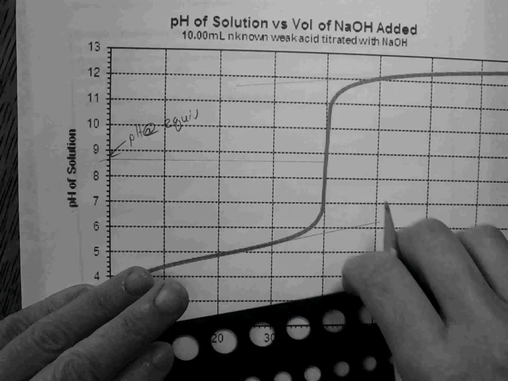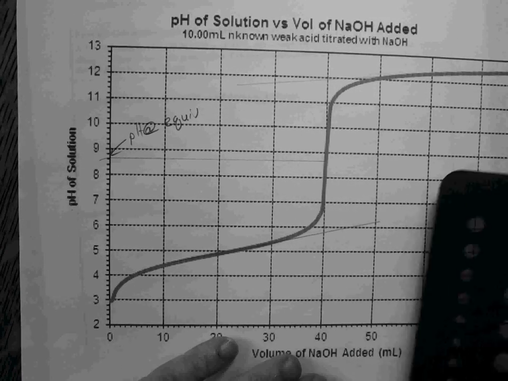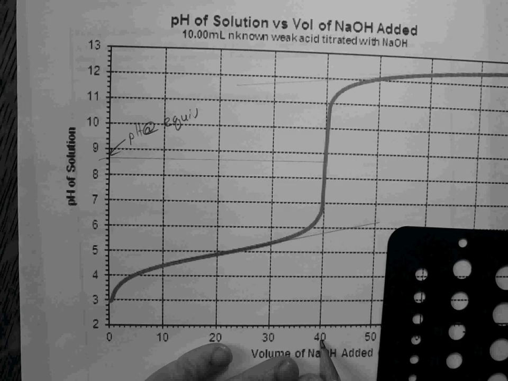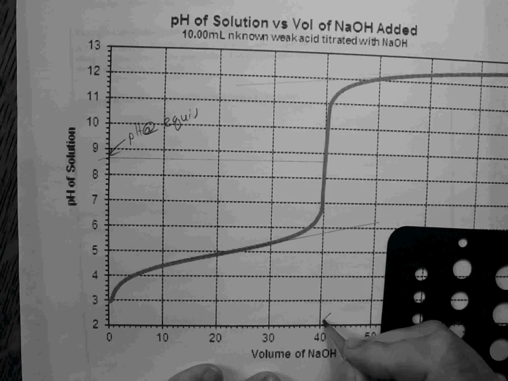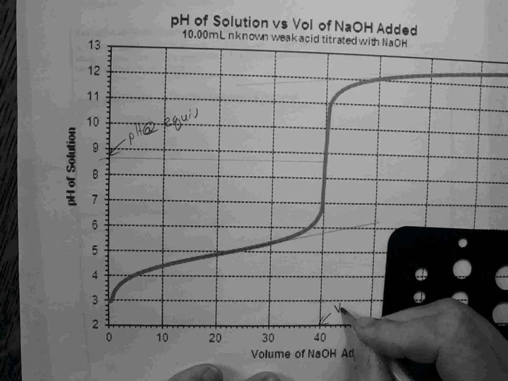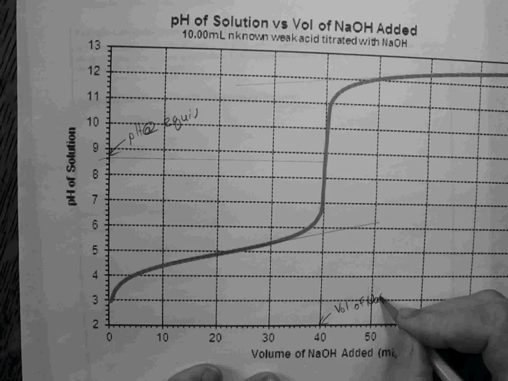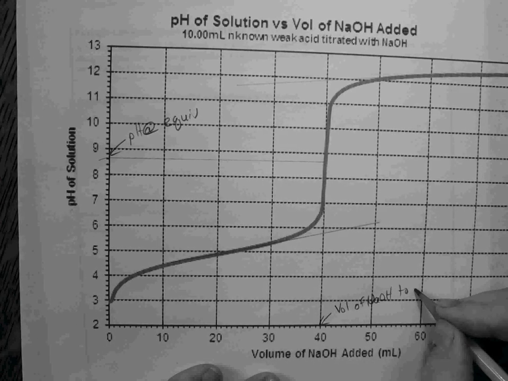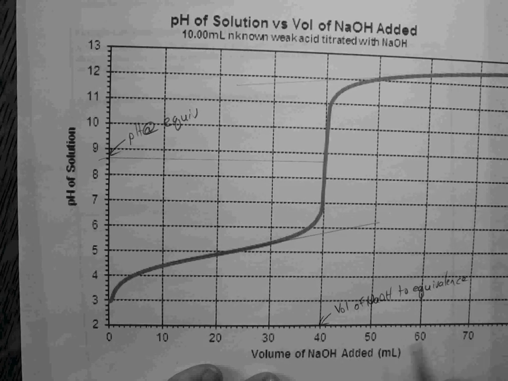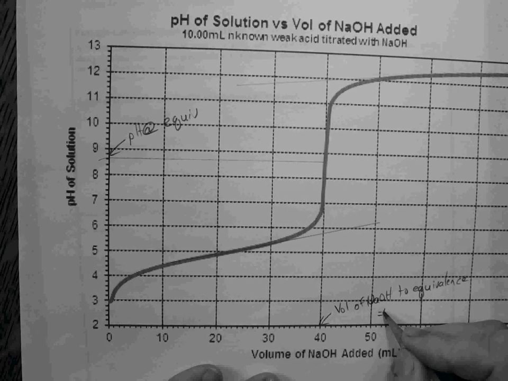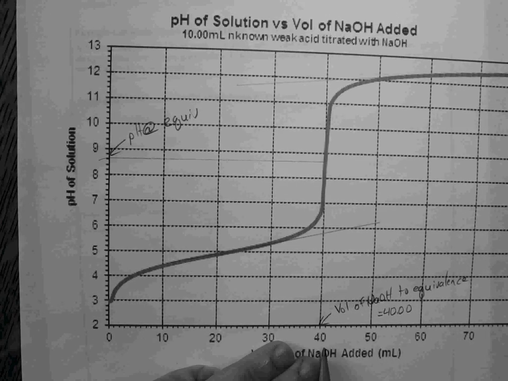Now your graph might not look quite as nice as this. This is set up so that we see that they're at 40 milliliters. Here we are at the equivalence point, and this is the volume of NaOH to equivalence. And we know this is going to be 40.00 milliliters. It just happens to be that in this example.